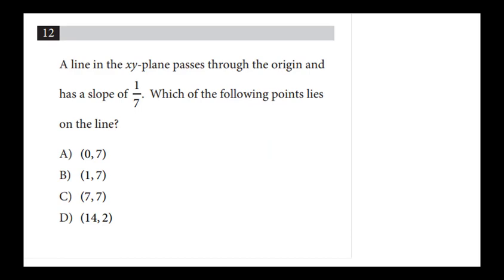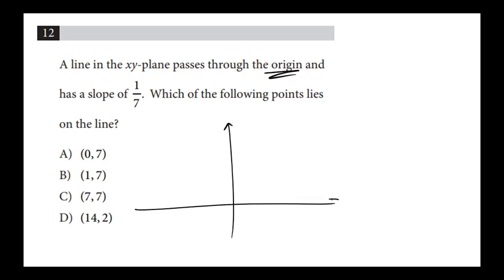A line in the xy plane passes through the origin and has a slope of 1/7. So the slope, or the gradient, is 1/7. Which of the following points lies on the line? So through the origin means it goes through 0, 0, okay? Origin has this special O symbol, O for origin, and the slope is 1/7.